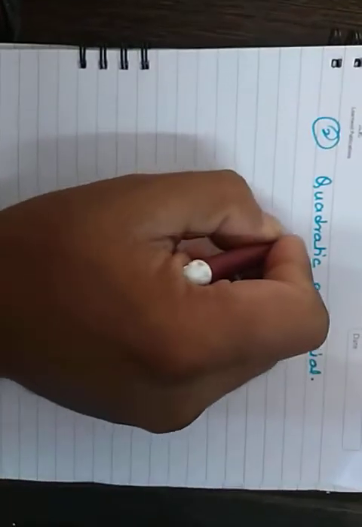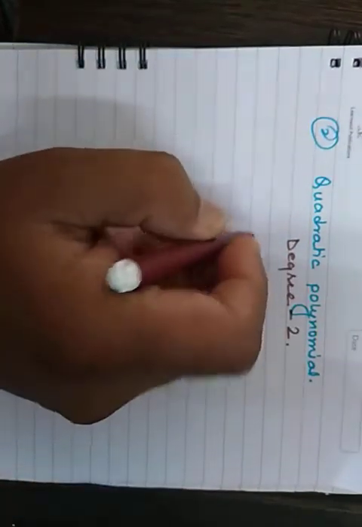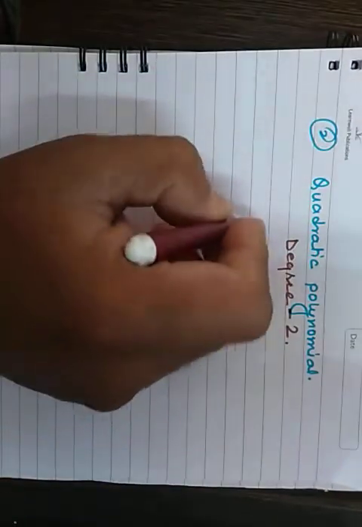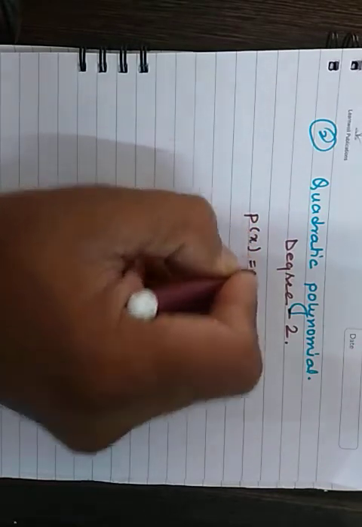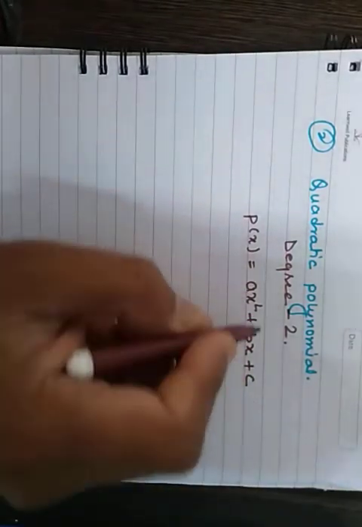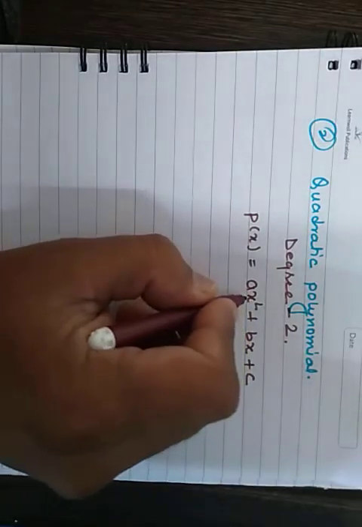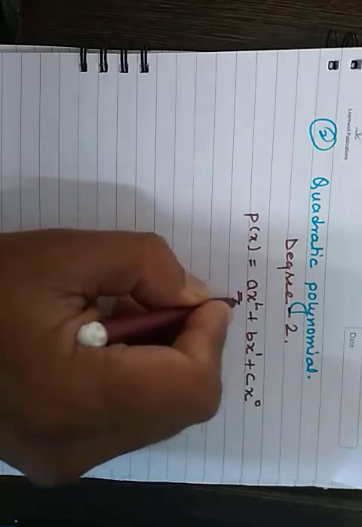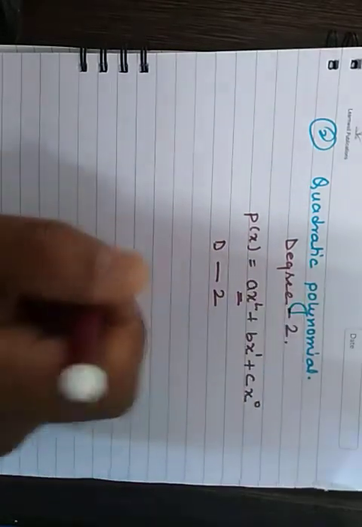The next one is quadratic polynomial, a polynomial with degree 2. A polynomial with degree 2 is called a quadratic polynomial. The standard form of a quadratic polynomial, we write as p(x) equals ax square plus bx plus c. This is a very important polynomial. Here the power of the variable x is 2, the power of x is 1, and for c the variable is x to the power 0. So degree is 2, obviously, so this is a quadratic polynomial.